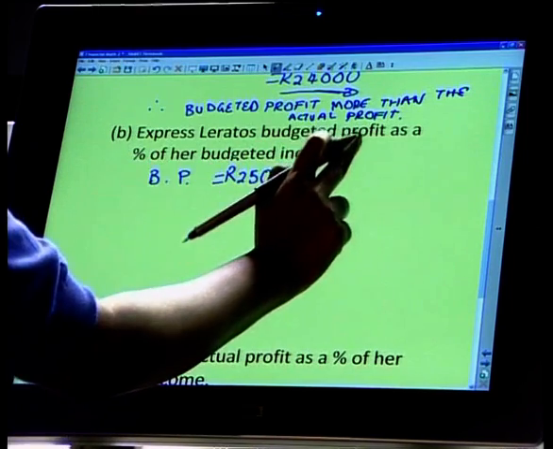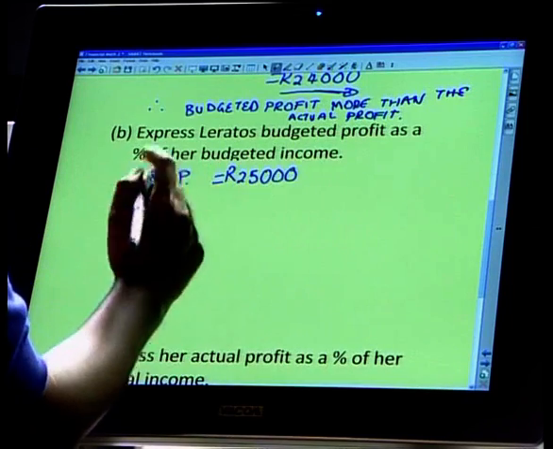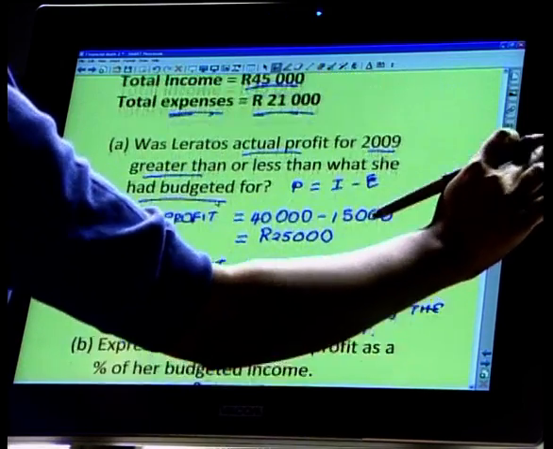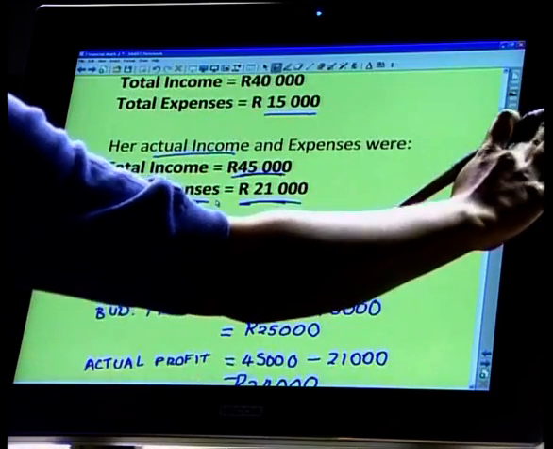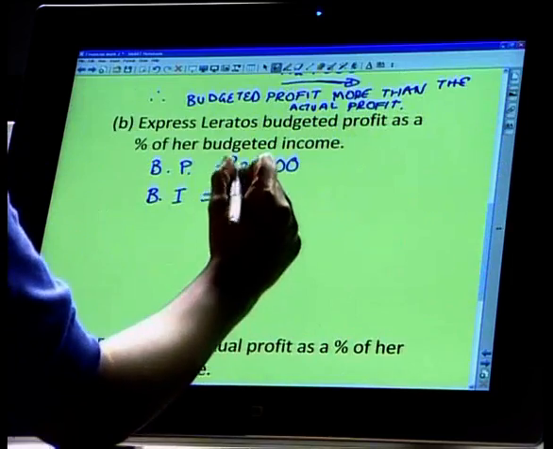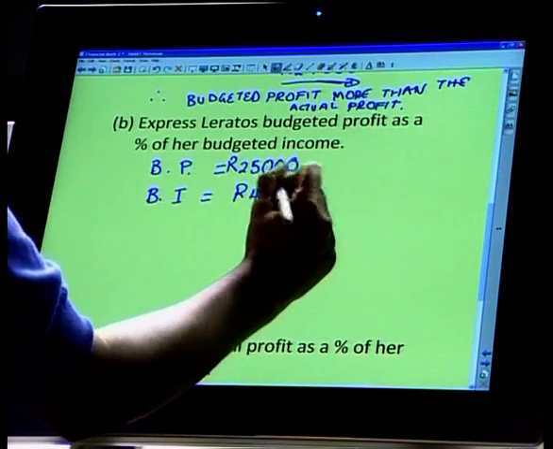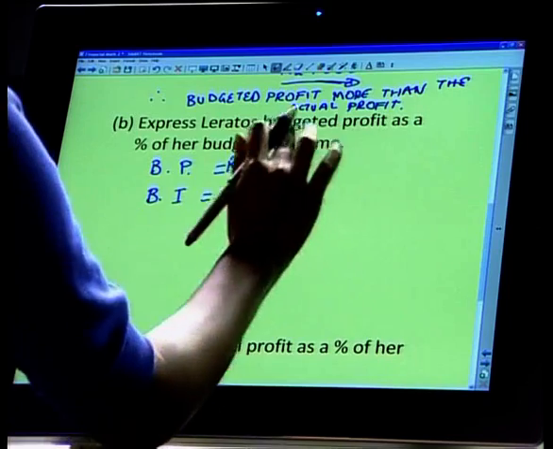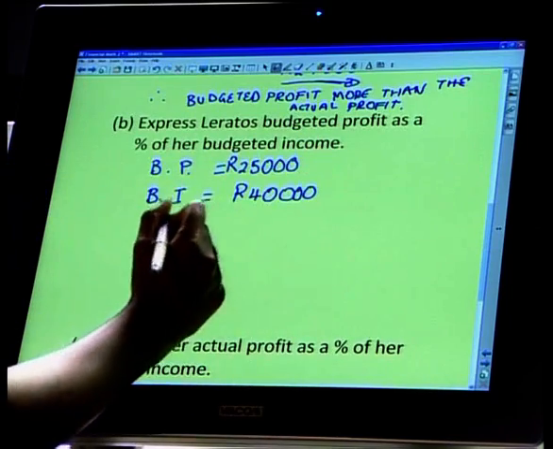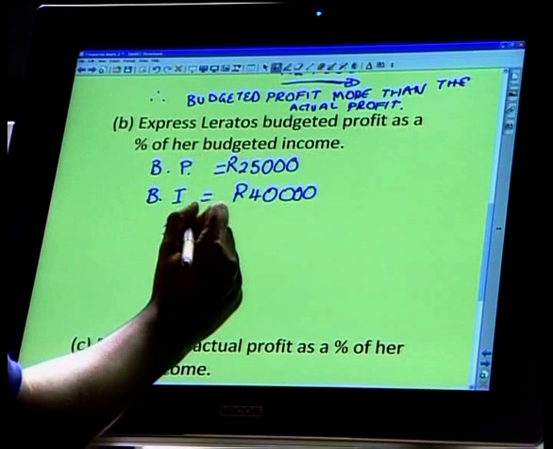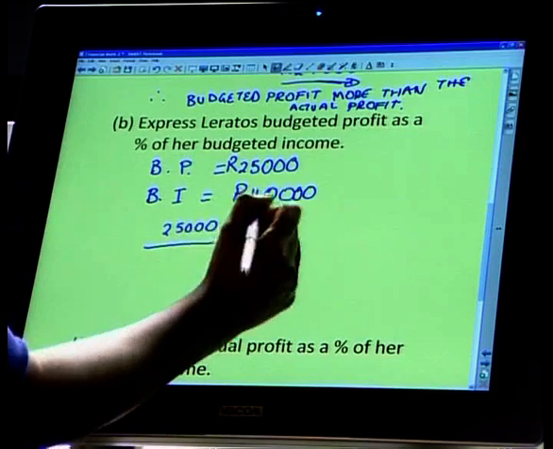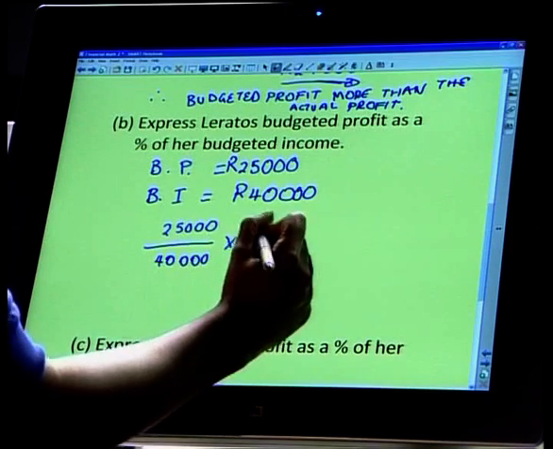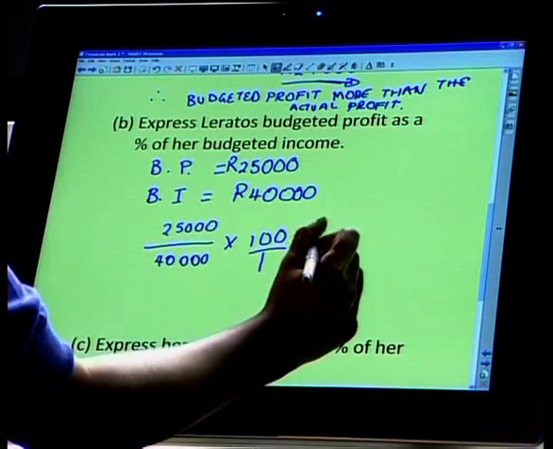That's what she thought she was going to make, and she wasn't too far off. And we want the budgeted profit as a percentage of her budgeted income. So her budgeted income, what she thought she was going to make, was 40,000 Rand, and they want us to express that as a percentage. This is why it's so important to remember all the work that you have done thus far on percentages. To express the one as a percentage of the other, we say 25,000 over the bigger one, which is 40,000. We times by 100 over 1 to change this into percentage form.